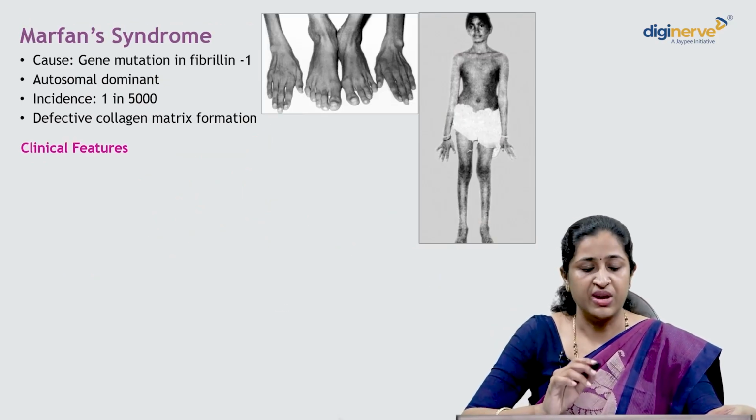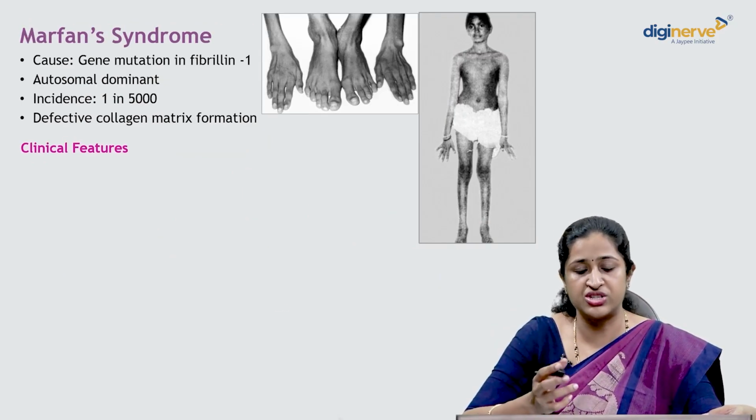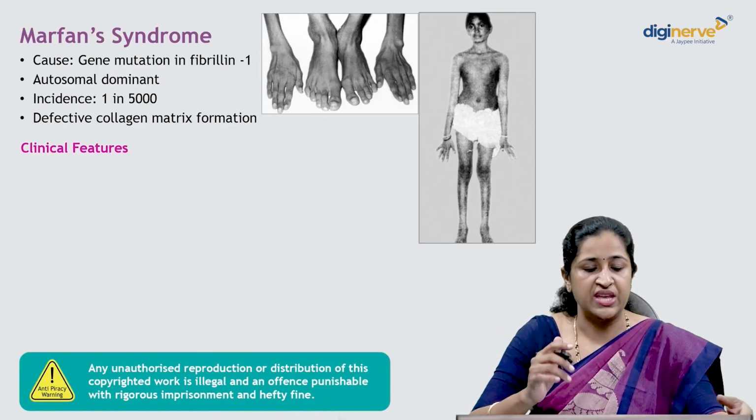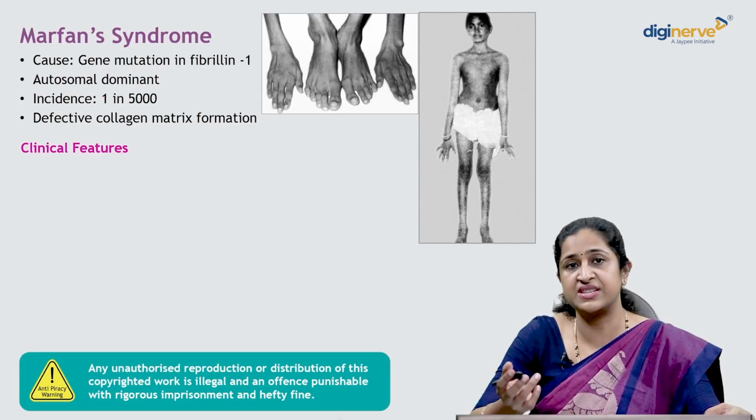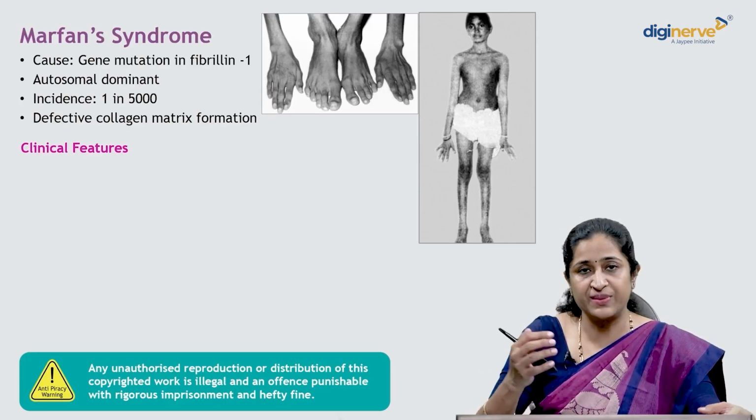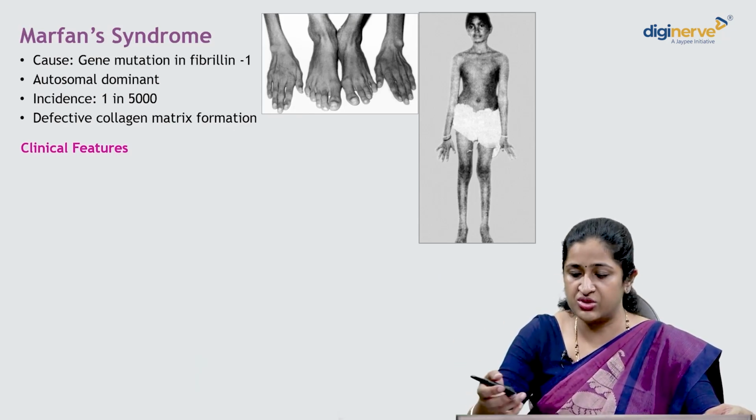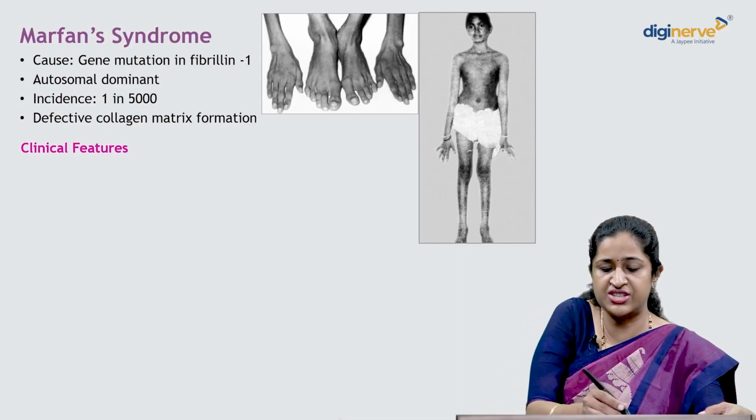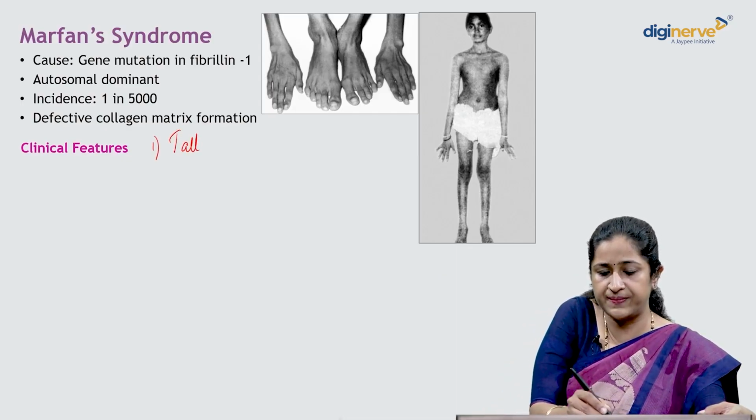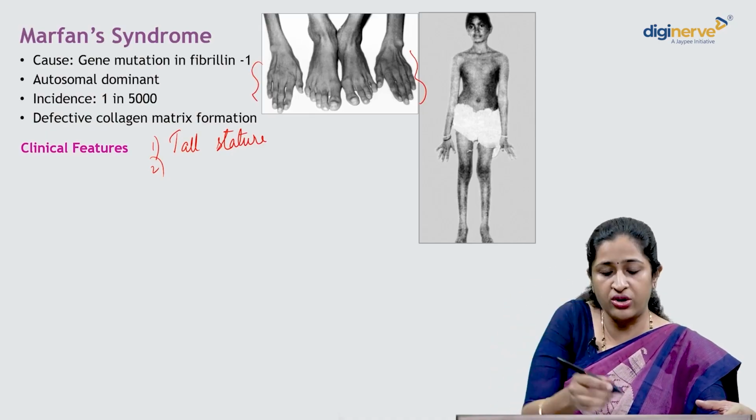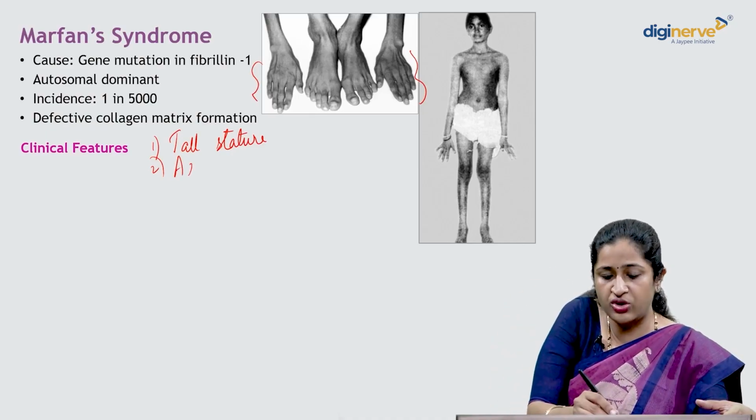Coming to Marfan syndrome. The cause is a genetic mutation in the protein fibrillin, which is responsible for the connective tissue. It's an autosomal dominant condition with an incidence of 1 in 5,000. Because of defective connective tissue, you have defective collagen matrix formation. So, this is how the children are. The clinical features essentially are tall stature. You have spindly, spidery, long hands, fingers and toes called arachnodactyly.